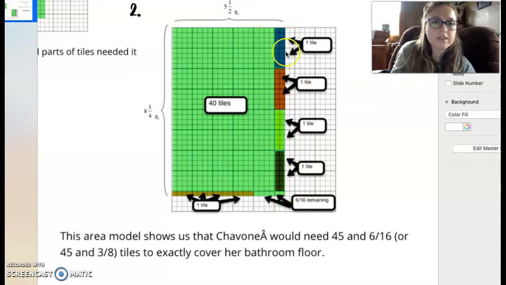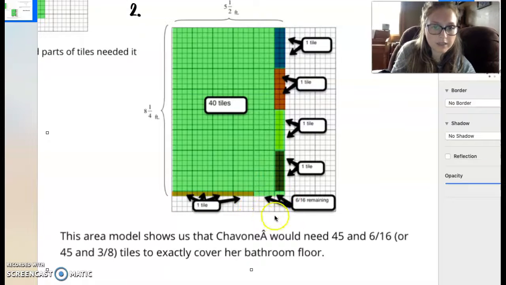So we take this and make one tile, this and this to make another tile, this and this to make another one. And then on the bottom, since it's only a quarter, we need 1, 2, 3, 4 to make one tile, and then this is your remaining tiles right here.